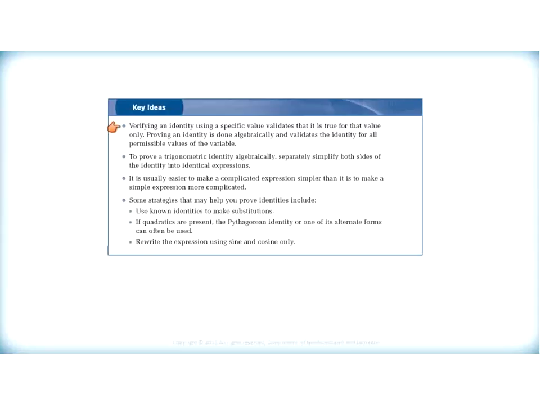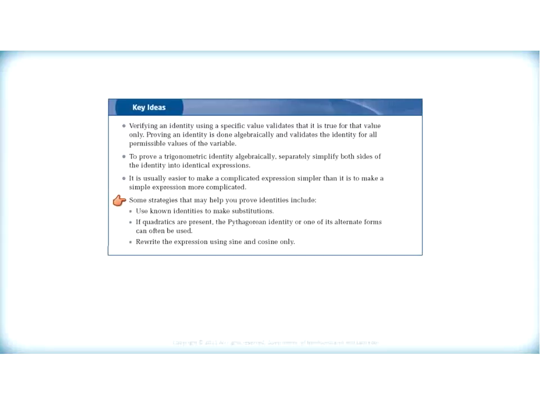Verifying the identity using a specific value validates that it is true for that value only. Proving the identity is done algebraically, which is what we've been doing here, and validates the identity for all permissible values of the variable. To prove a trigonometric identity algebraically, separately simplify both sides of the identity into identical expressions. That's what we've been doing. It is usually easier to make a complicated expression simpler than it is to make a simpler expression more complicated.